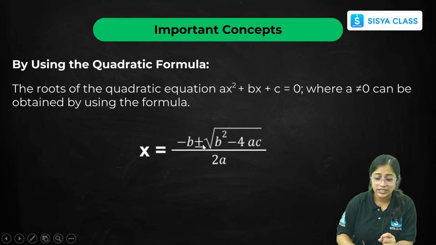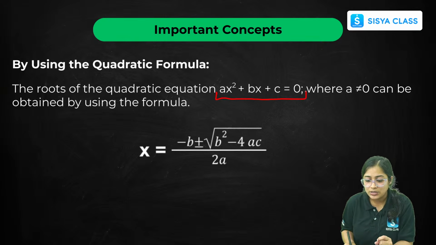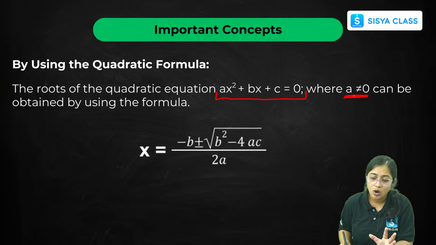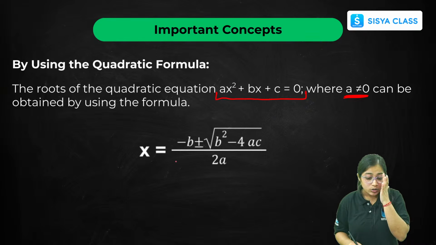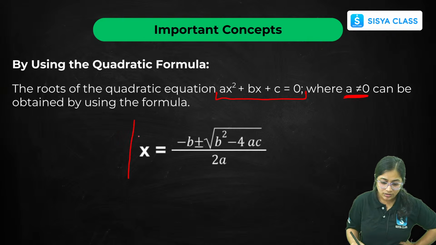So let's suppose you have a quadratic equation, that is ax square plus bx plus c equal to 0, right? And what is the condition? That a should not be 0. Got it? So what is the quadratic formula? So your roots are this. Okay.